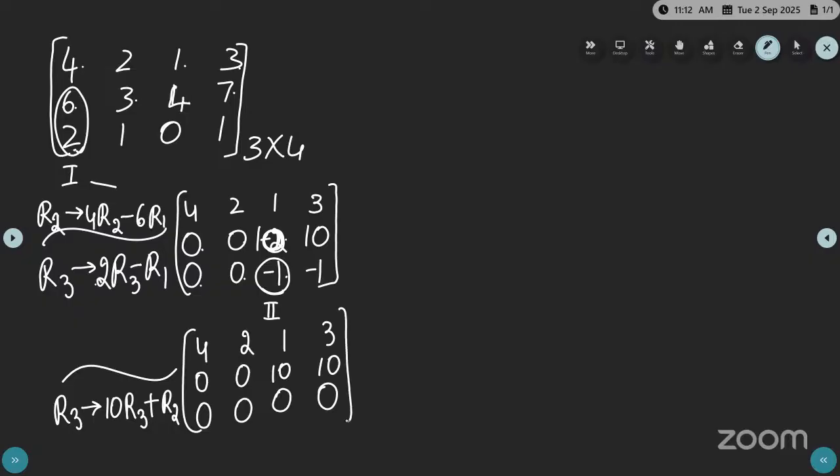How many non-zero, non-equivalent rows are there? It is now in the upper triangular form. Upper triangular form. How many non-zero, non-equivalent rows are there? How many?